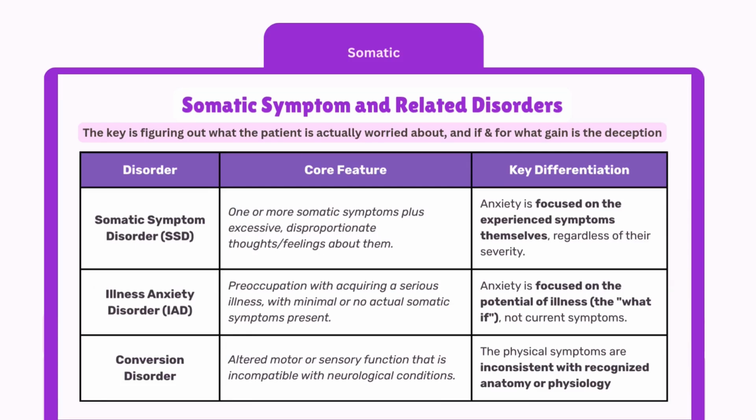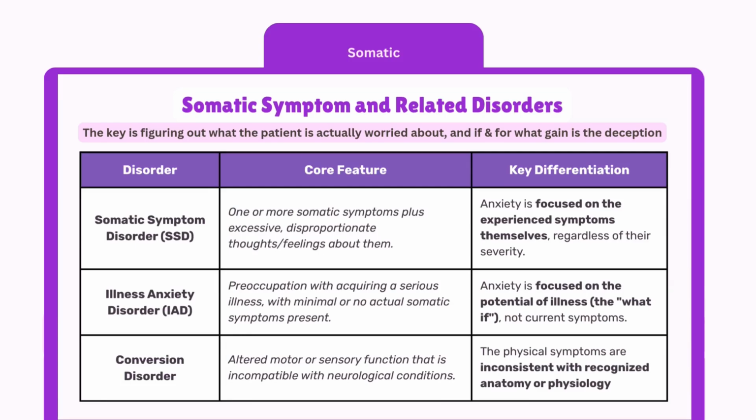The core feature of this is the preoccupation of having or acquiring a serious illness, while having minimal or no actual somatic symptoms. For example, a person feels a normal twinge or pain in their side, occasionally, but they immediately become convinced that they have pancreatic cancer and spend hours researching symptoms online despite a clear physical exam showing them that there is nothing wrong with them at all.